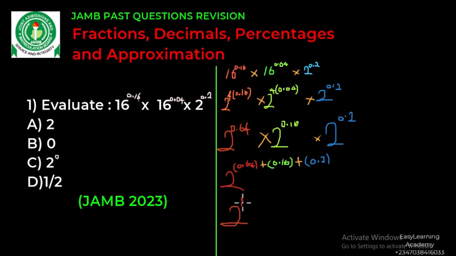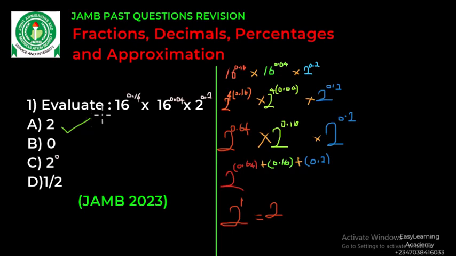We're going to have 2 raised to power 1, and 2 raised to power 1 is the same thing as saying 2. So let's check which of the options. All right, the correct option is option A, 2, and that is correct.